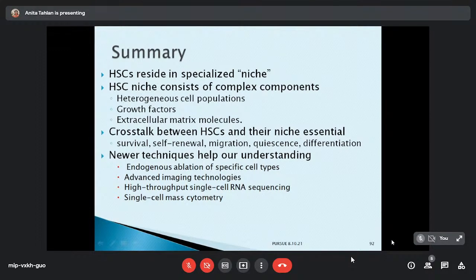The newer techniques, whether it's endogenous ablation of specific cell types, advanced imaging techniques, or single cell mass cytometry, are adding to our knowledge of understanding the bone marrow microenvironment. And various drugs, for example, in multiple myeloma, bortezomib and lenalidomide, are used successfully, and they target the bone marrow microenvironment. So the bone marrow microenvironment is the topic of current research and targeted therapies. And maybe in the near future we shall learn a little more.